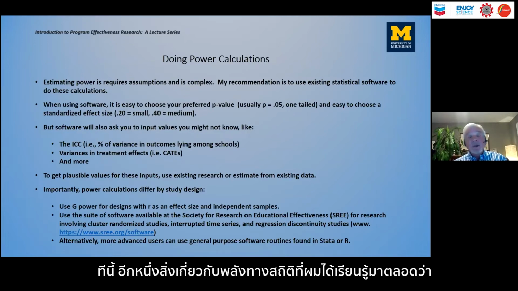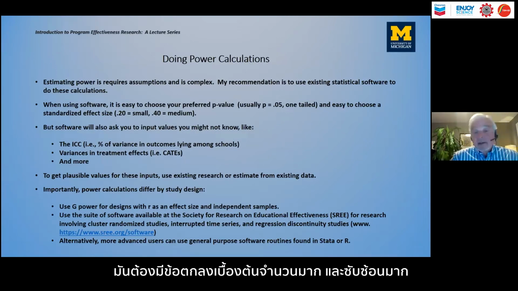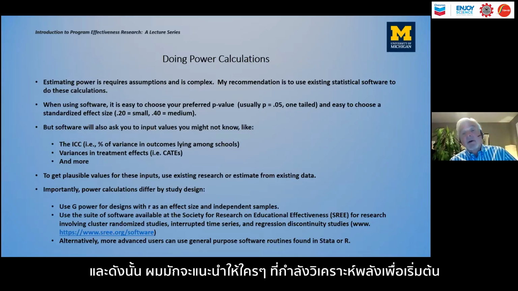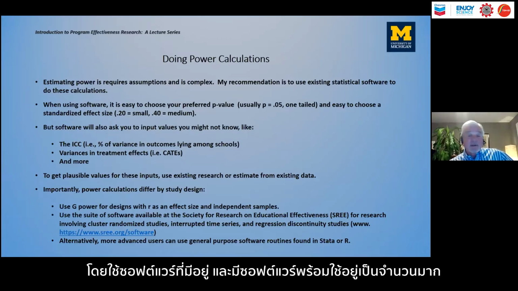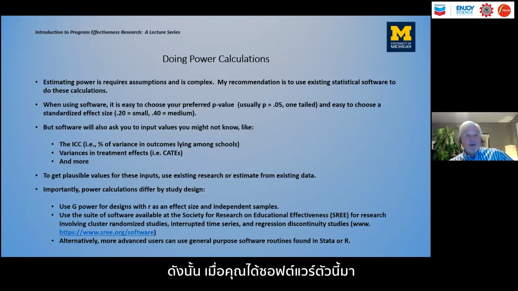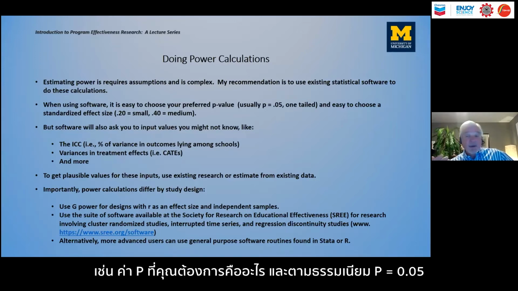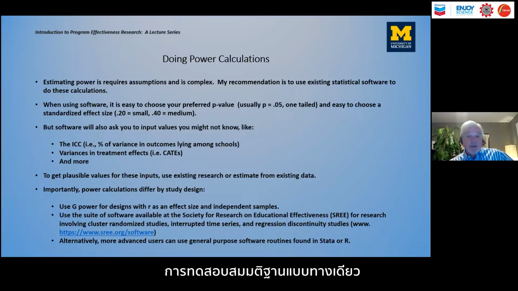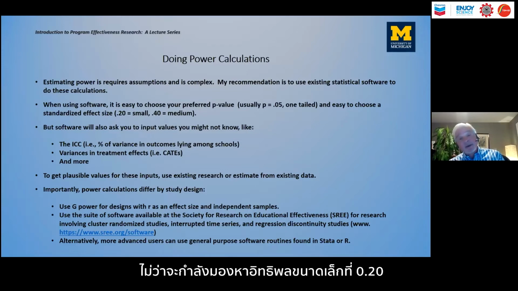Now, one of the things about statistical power that I have learned in my day is that it requires a lot of assumptions, and it's very complex. And so I always recommend to people who are doing power analyses to begin by using existing software, and there's plenty of software available. So when you get this software, it's going to ask you a number of easy questions, like what's your preferred p-value? And so, by convention, p equals 0.05 one-tailed test. And it's pretty easy to choose a standardized effect size. Either I'm looking for a small effect, 0.20, or a medium standardized effect, say 0.40.